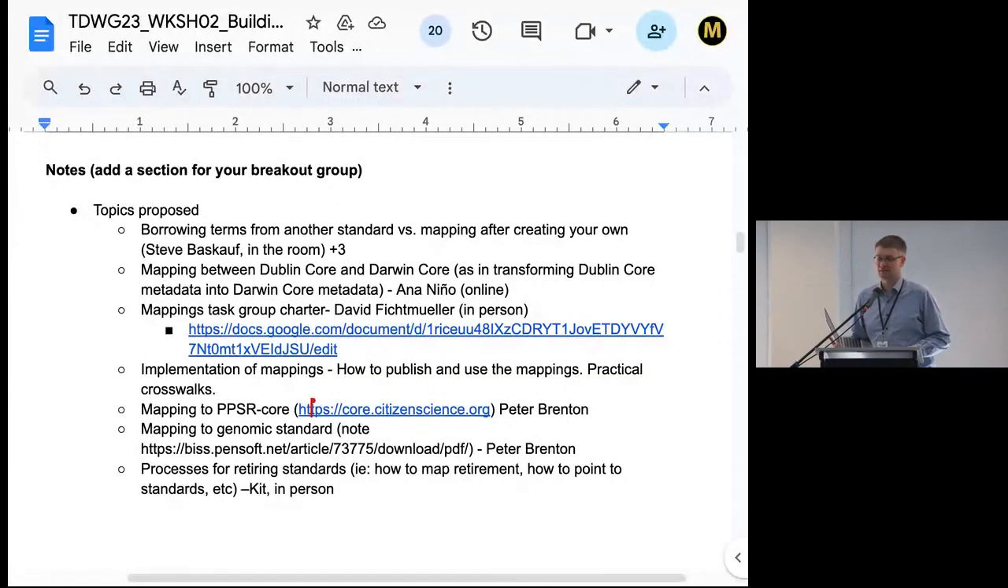Good point. Thanks for adding this. Yeah, I wanted to mention that. And indeed, we did have a discussion on whether this should be a task group or an interest group, and there were good reasons for both. And so we started with a task group, and we can always transfer it into an interest group later on.